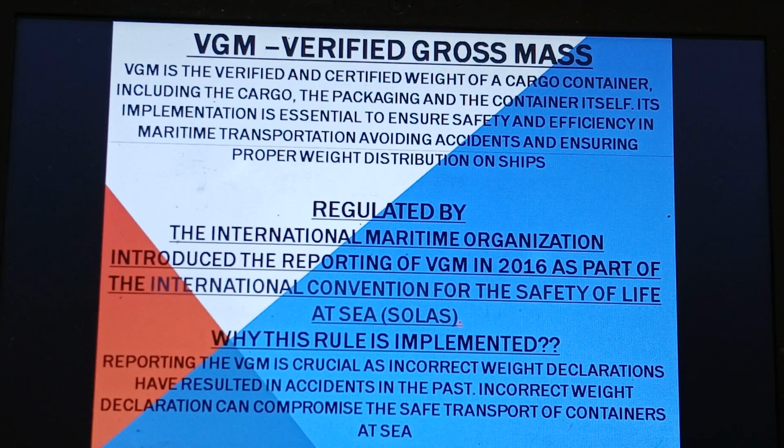Accordingly, you file it on the shipping line's website and give it to the shipping line. That is the most important thing. That is why this rule was implemented, to avoid any accident in transit. Reporting the VGM is very crucial as incorrect weight declarations have resulted in accidents in the past. Incorrect weight declaration can compromise the safe transport of containers at sea. You now understand what the VGM is, the regulatory body, and why the rule is implemented. So let's move to my next slide.